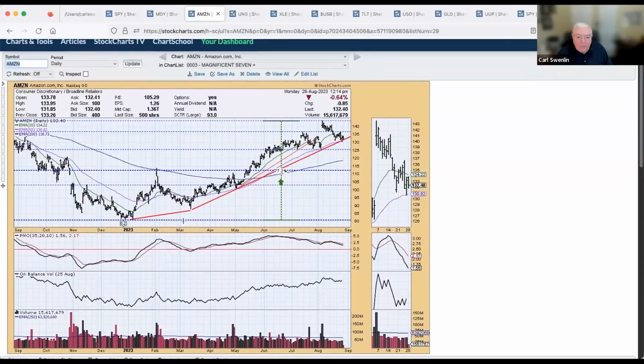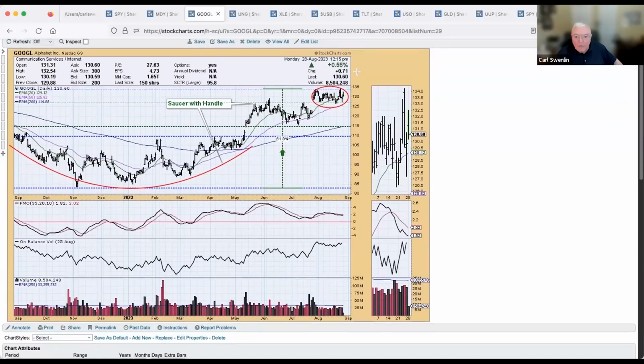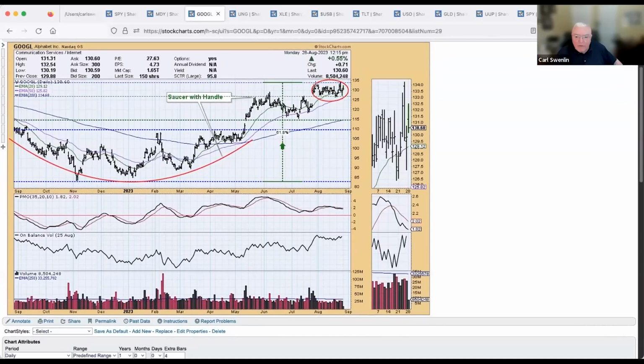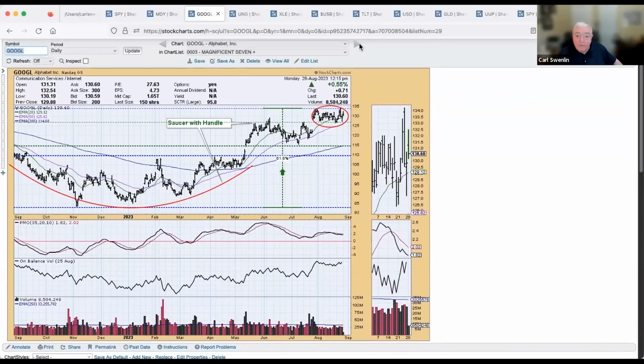Amazon is back to its rising trend line. Tried to break through on Friday. It's back above that rising trend line, but very close to this line of resistance. Google, we still got this island situation to resolve. It doesn't mean it's going to resolve downward, but that is kind of what I would expect, again, in terms of what the general market is doing, or what I expect it to do.